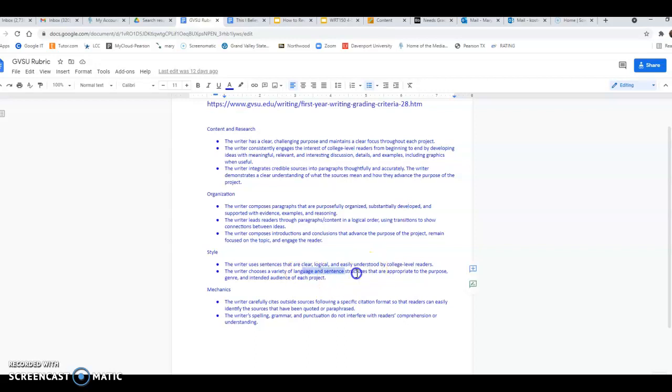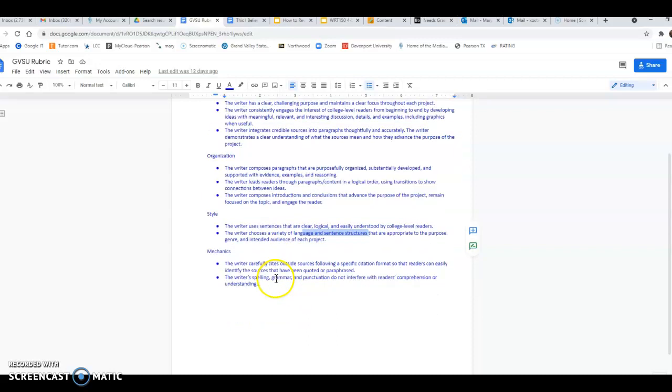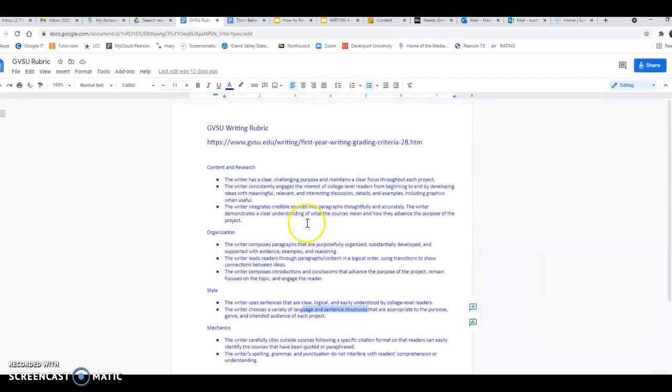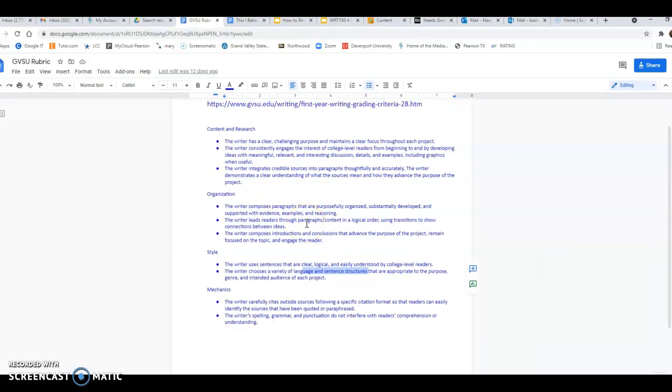Language, a variety of language and sentence structures. I just got done saying that. So anyways, mechanics means grammar, punctuation, format, spelling, typos. That is the stuff. So anyways, this is nothing new. I have been pounding this stuff into your head from day one. So if you want to know what to do for your narrative essay, well, then there you go.